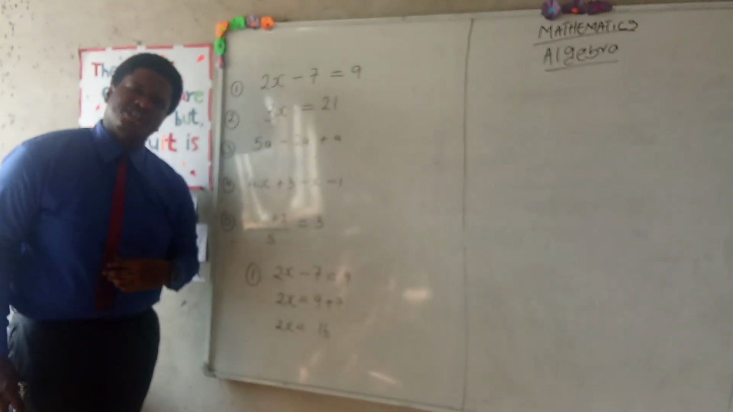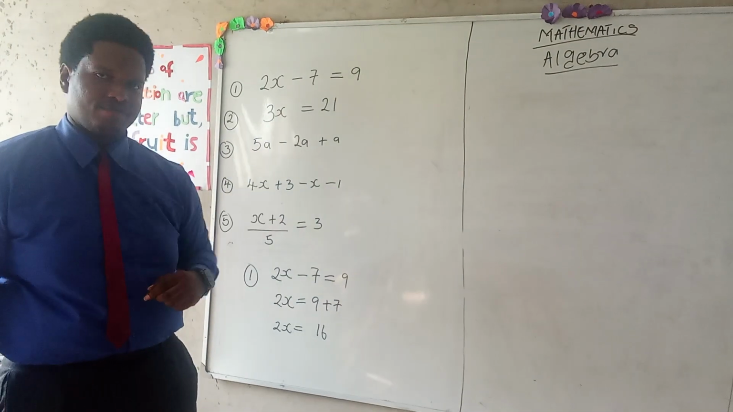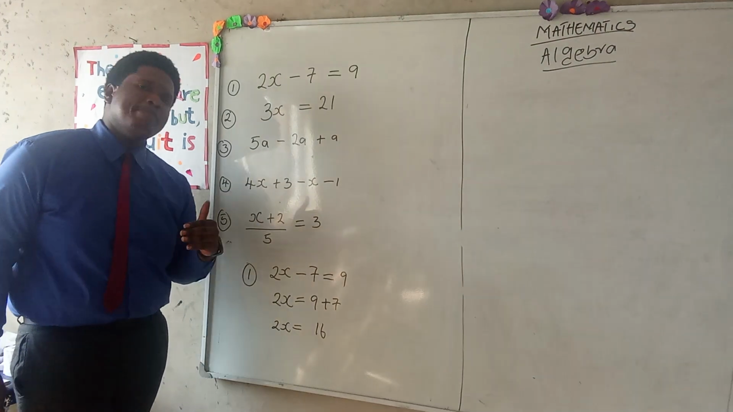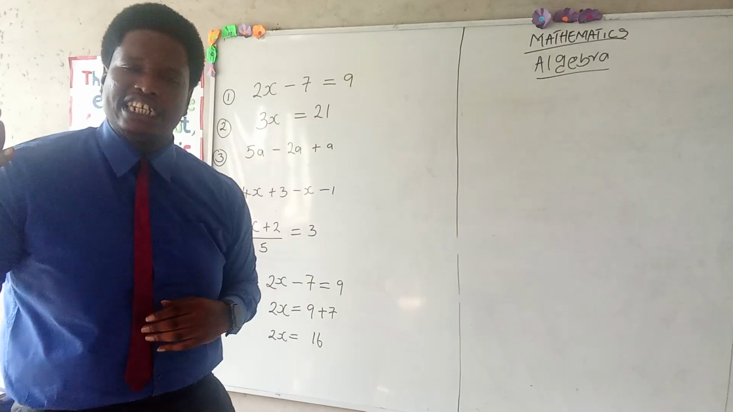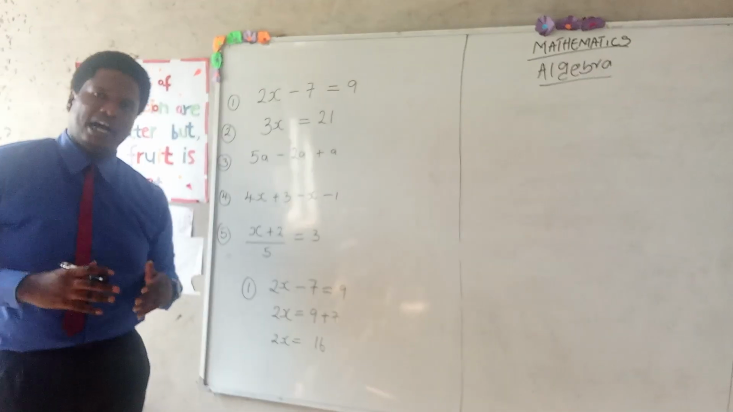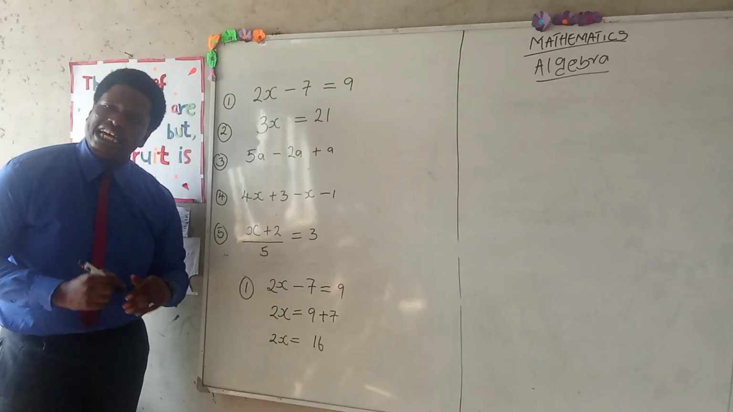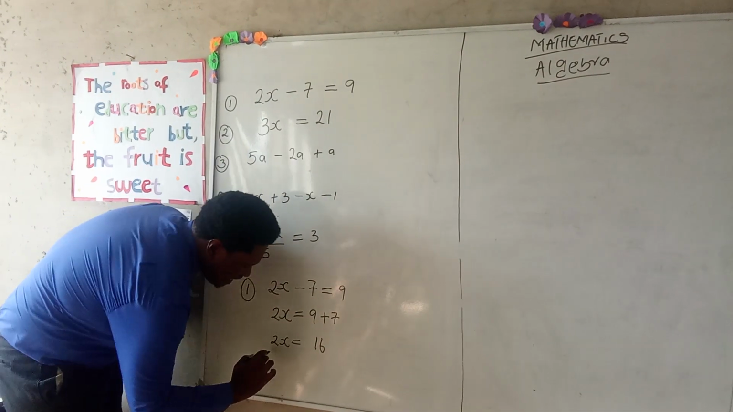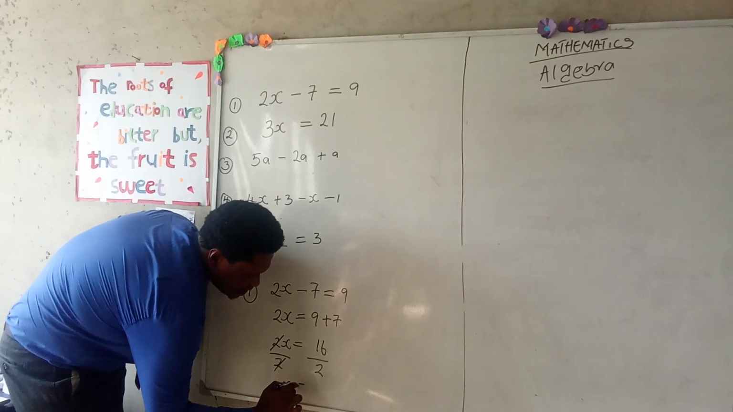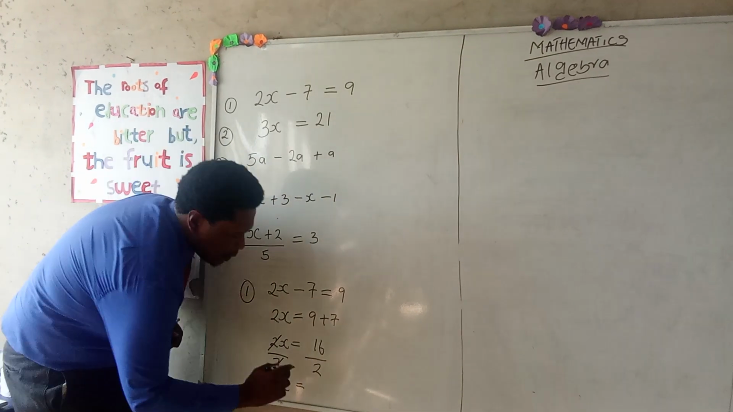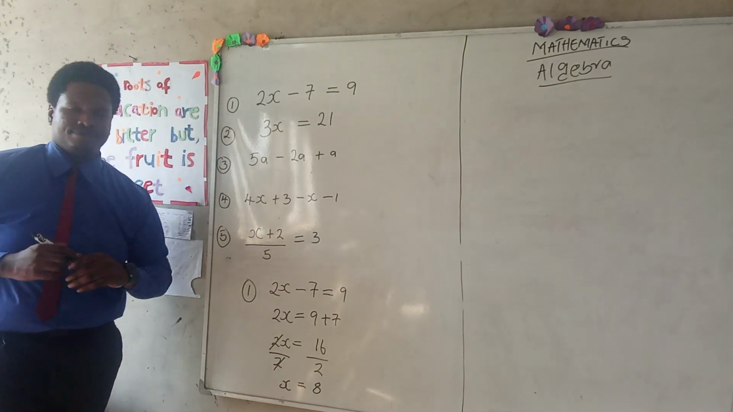Now we have 2x is equal to 16. To further isolate this variable, I am going to divide both sides by the coefficient of x. When we say coefficient, we are simply saying the number that is attached to the variable. And like I said in the previous video, variables are letters. So we divide both sides by the coefficient of x, and the number attached to x here is 2. So we divide here by 2, and here by 2. We cancel 2, so we have x is equal to 16 divided by 2, which is 8. So the value of x is equal to 8.